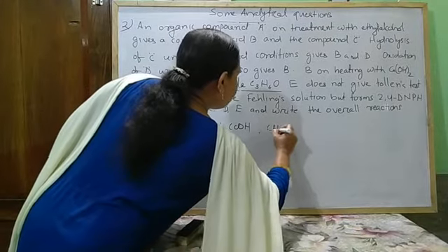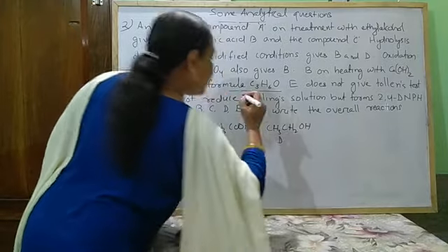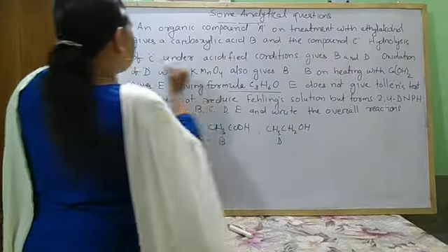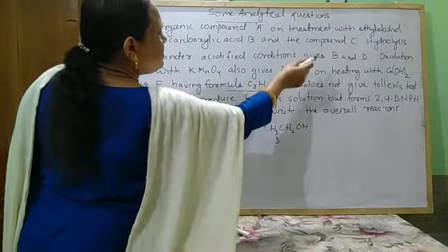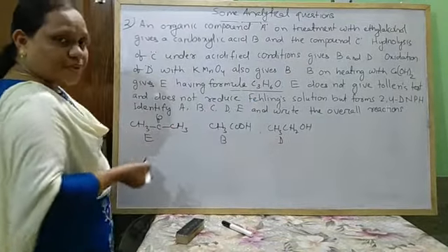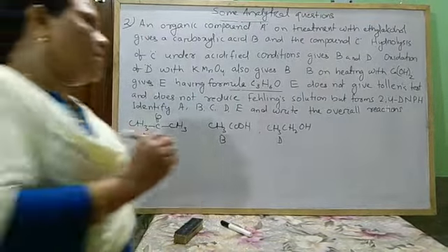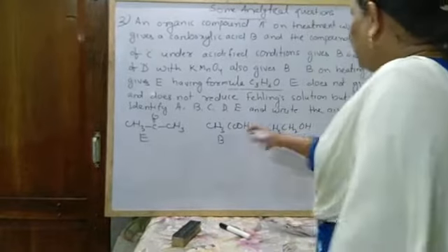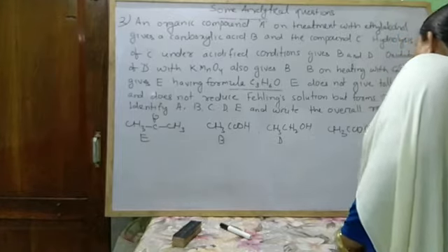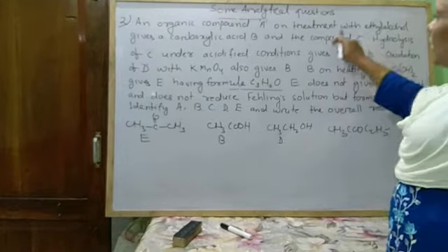So D is ethyl alcohol. Next, hydrolysis of C under acidified condition gives B and D. As B is acid and D is alcohol, which is produced by hydrolysis of C, that means C must be an ester. So the ester having 4 carbon atoms is ethyl acetate.